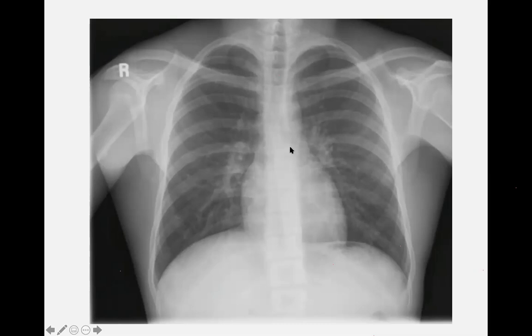Okay, you can see the trachea in here in the middle. Okay, and you can see the left bronchus and the right main bronchus in here, and you can see the heart, and you can see the diaphragm as well in here. The costophrenic angles are visible. Okay, they're not covered, and there's no white shadows or opacities in the lungs.